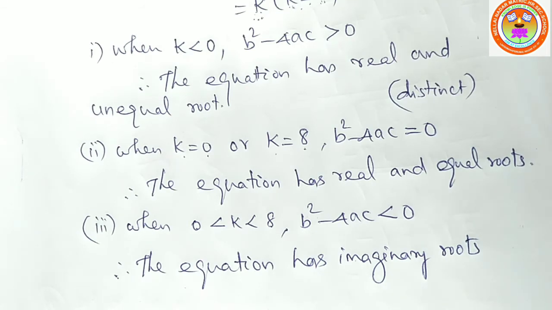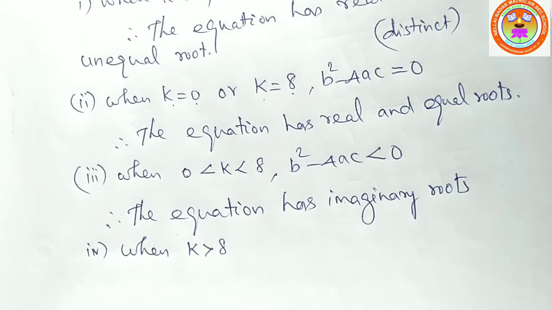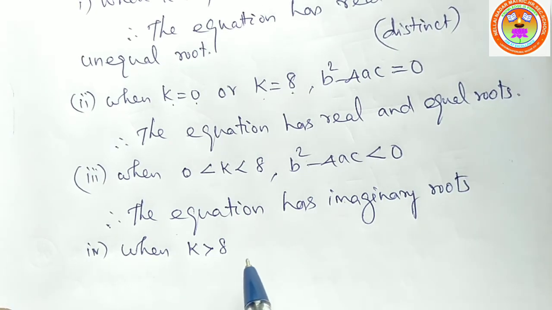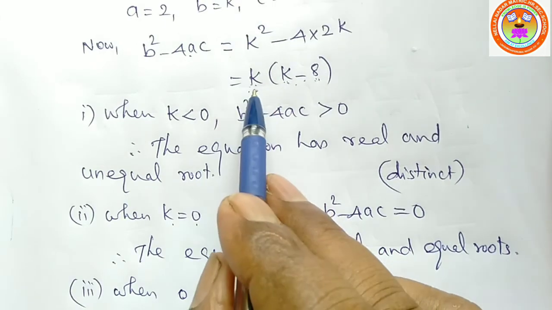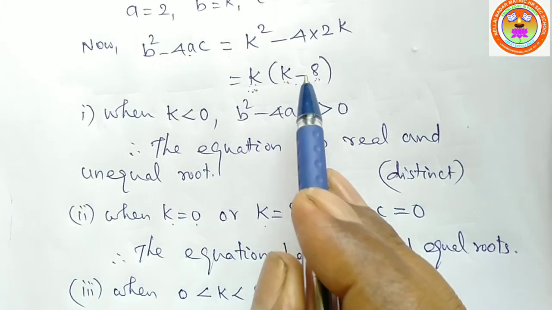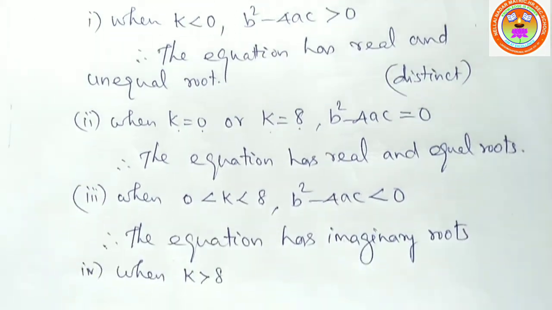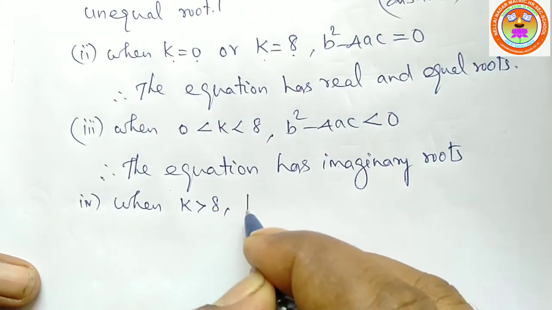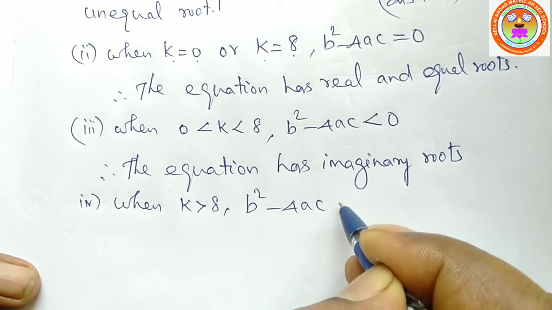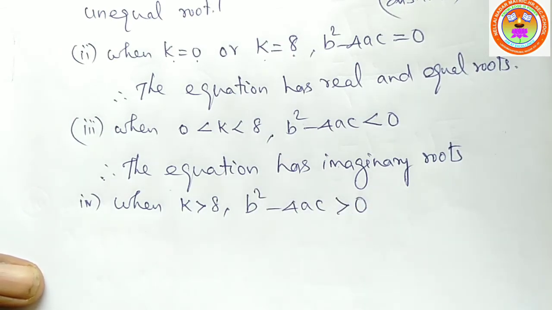Now case 4. When we apply some values more than 8, so k is greater than 8. If we apply some value more than 8, for example k is equal to 10, what will happen? 10 into 10 minus 8. 10 minus 8 is 2, 2 into 10 is 20. So positive. So we are getting b square minus 4ac as positive, greater than 0.